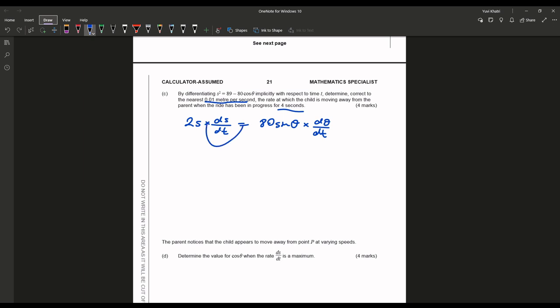Now we're just finding ds/dt because we're finding the rate at which the child is moving away from the parent, and s is the distance from the child to the parent. So ds/dt is the rate at which the child is moving away from the parent. So we just divide both sides by 2s. And we also know that d theta/dt is pi on 6 from the previous part, from part A.